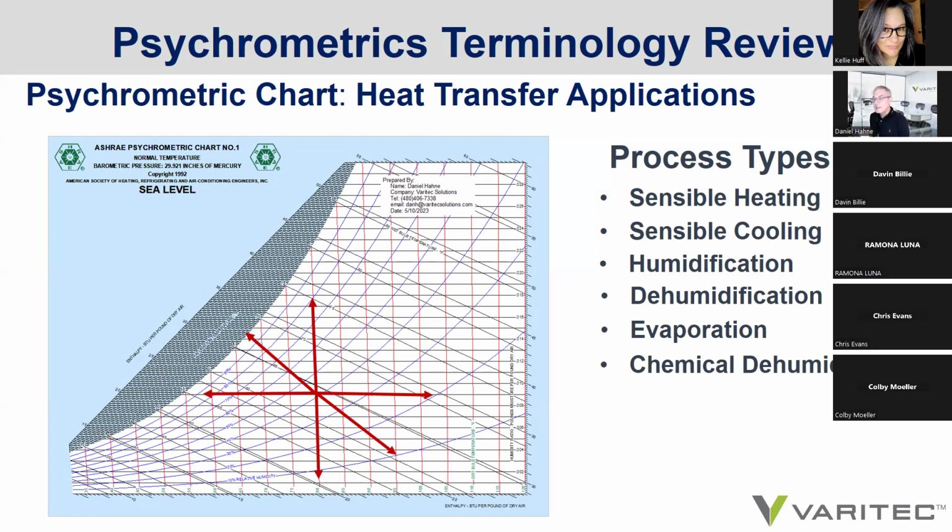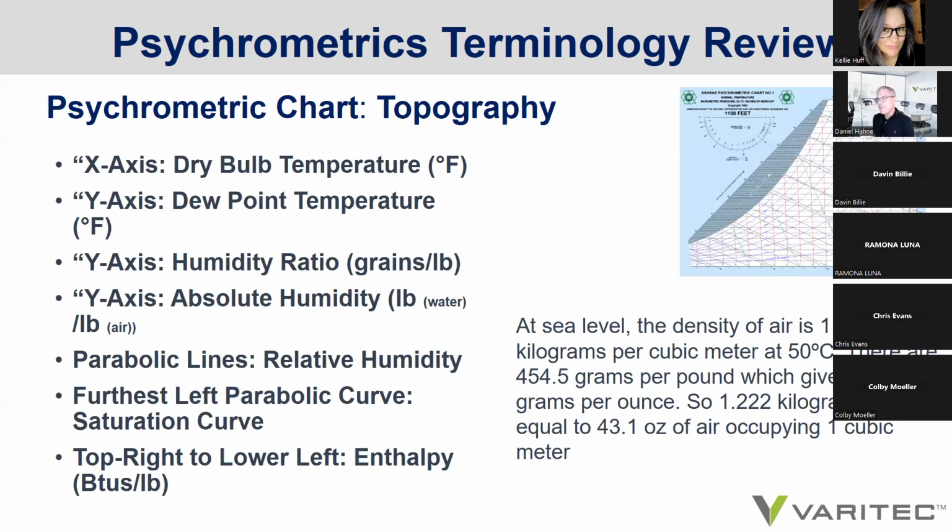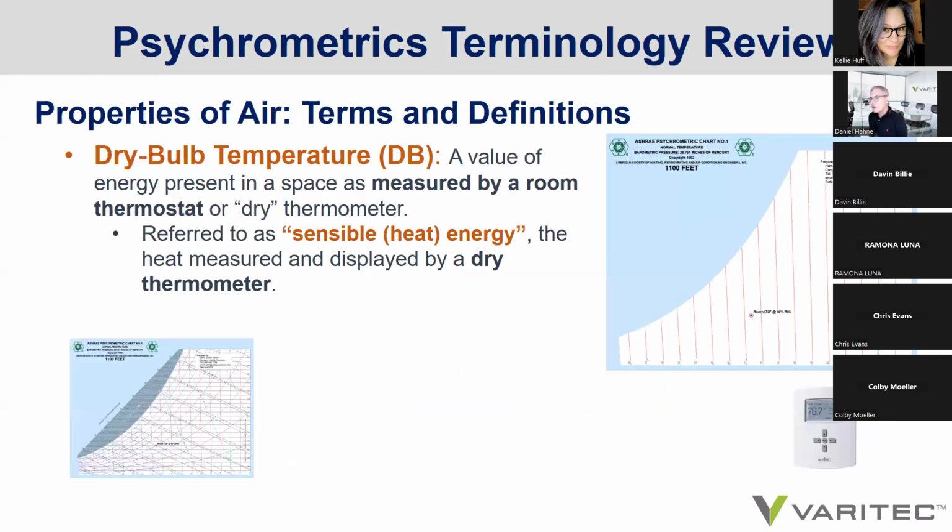where we apply desiccant forms of dehumidification. We have heating humidification, and then we have cooling dehumidification, the process that we see across cooling coils and air handlers. In the previous session, we also discussed the topography of the psychrometric chart and where to find the dry bulb temperature, dew points, humidity ratios, etc. on the psychrometric chart. And we defined dry bulb temperature.